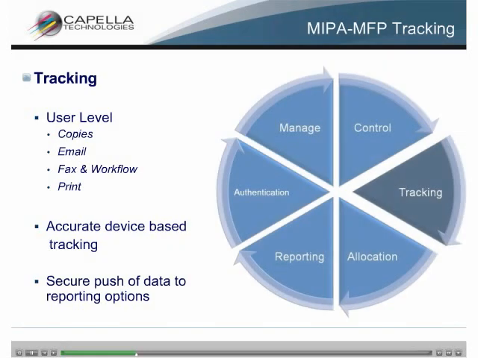In order to control and manage cost, you need to understand what has taken place. Tracking with MIPA MFP provides user-level data for all functions of the device if the user authenticates, being able to track user-level activity by copies, email, workflow, and print, for example. This is accurate device-based information that's not reliant on SNMP to collect the data. The data is also encrypted and securely pushed out to one of the reporting modules.